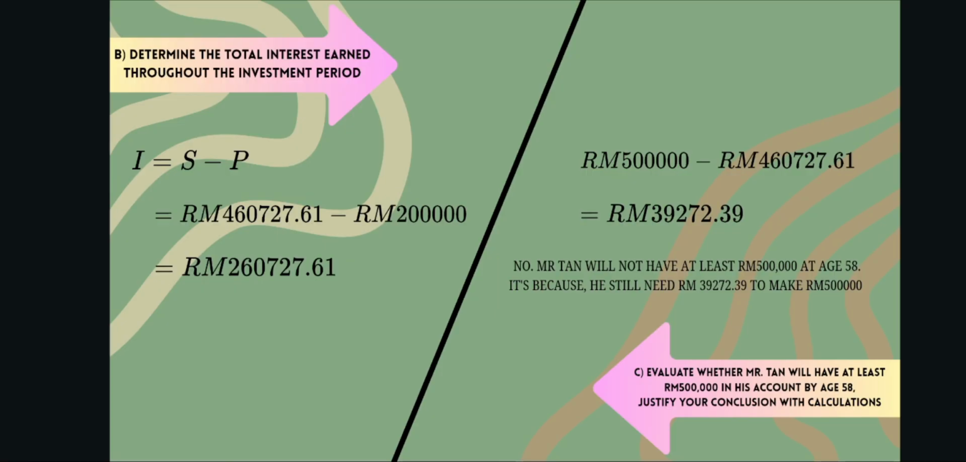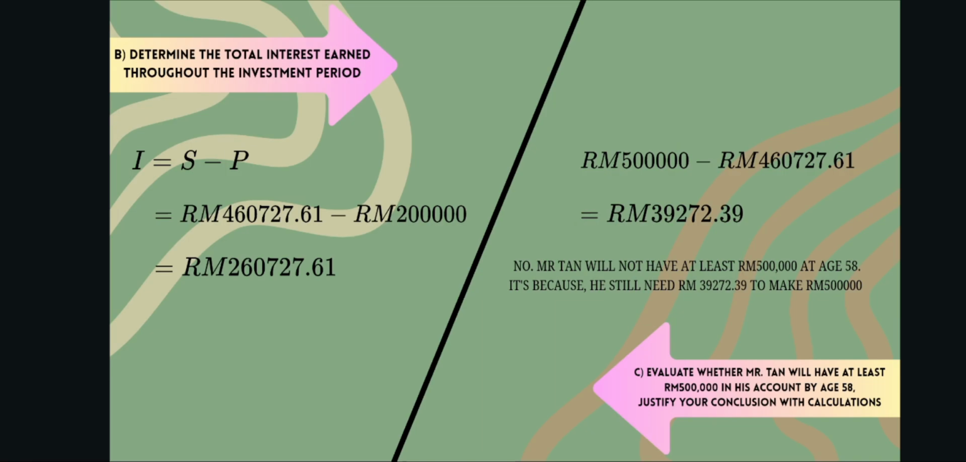So, RM460,727.61 needs to minus RM200,000, and the answer is RM260,727.61. For question C, evaluate whether Mr. Tan will have at least RM500,000 in his account by age 58. Justify your conclusion with a calculation.